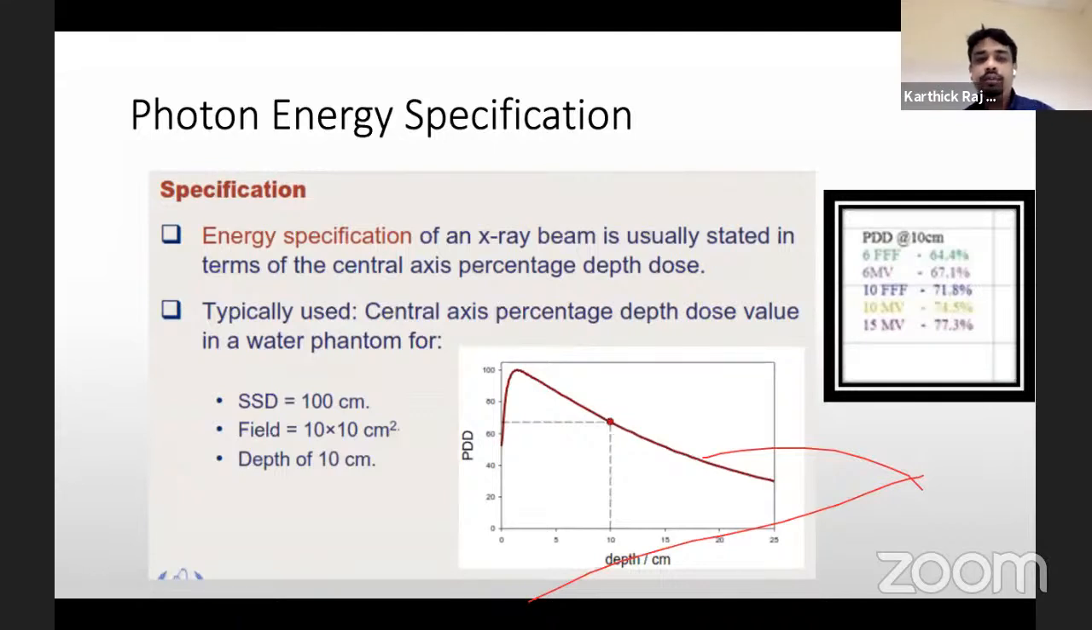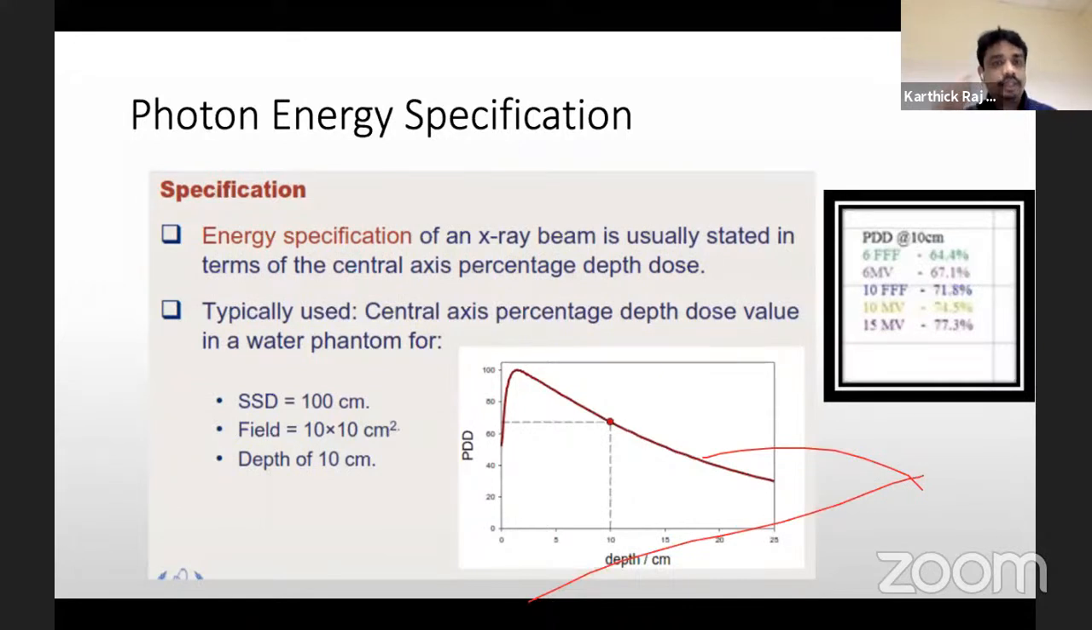It can be 67% plus or minus 0.2 to 0.3%. It has to be 67.1 or 67.4. So that's how we check your photon energy. You can check with the PDD or you can do it with the TPR 20/10. When you accept the machine, you have to check that 6 MeV is within 6 MeV. It should not be 6.5 or 7 MeV. My PDD should not be more than 67.1% within plus or minus 1%.